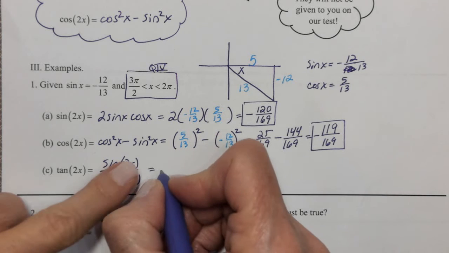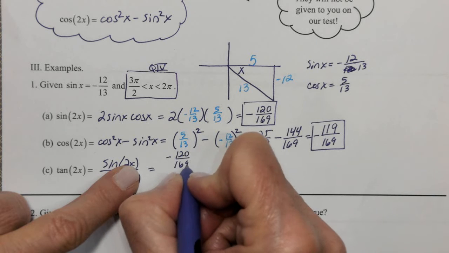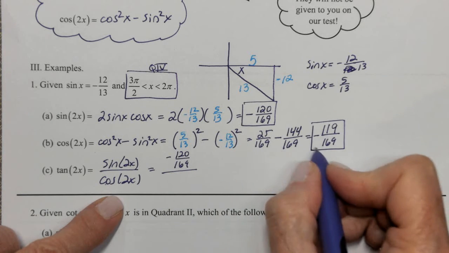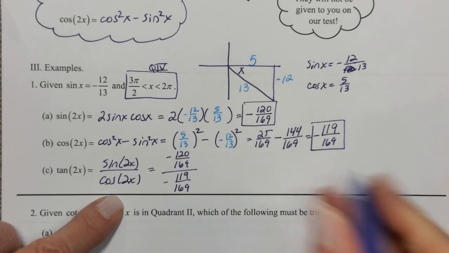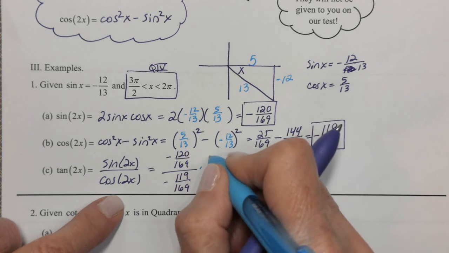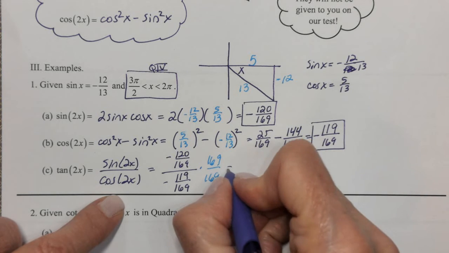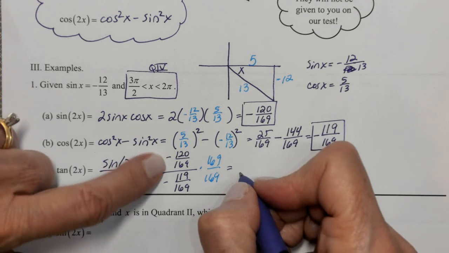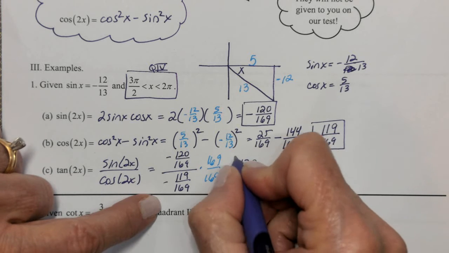So sine of 2x we found was negative 120 over 169. Cosine of 2x was negative 119 over 169. If I multiply top and bottom by 169, those 169s vanish, and two negatives make a positive, so I'm left with 120 over 119.